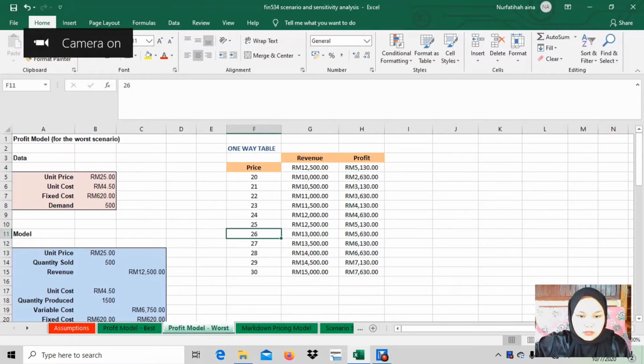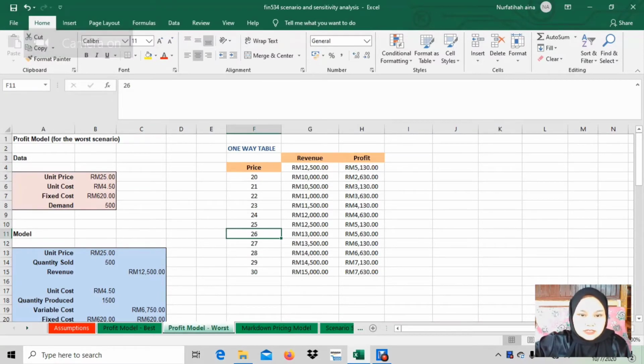The profit value should be more than 10,000, but there is none. The profit I want is more than 10,000 ringgit, but none of this data is more than 10,000 ringgit. Meaning that changing the price is a good way to achieve higher profit, but it is not sufficient for me to achieve the higher profit.